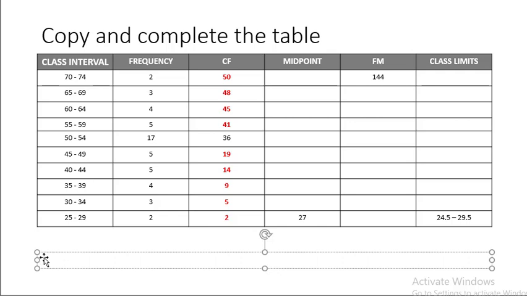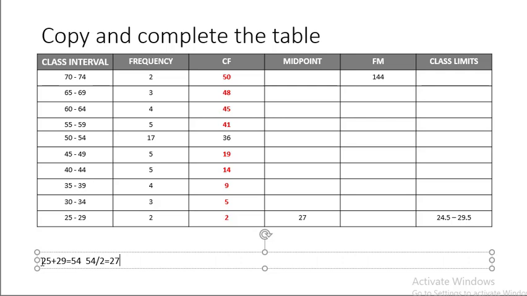Okay, let me do it out here. So we have 25 to 29. I want to find the midpoint. 25 plus 29 is equal to, if you want to use a calculator, 54. Now 54 divided by 2 will give you 27.